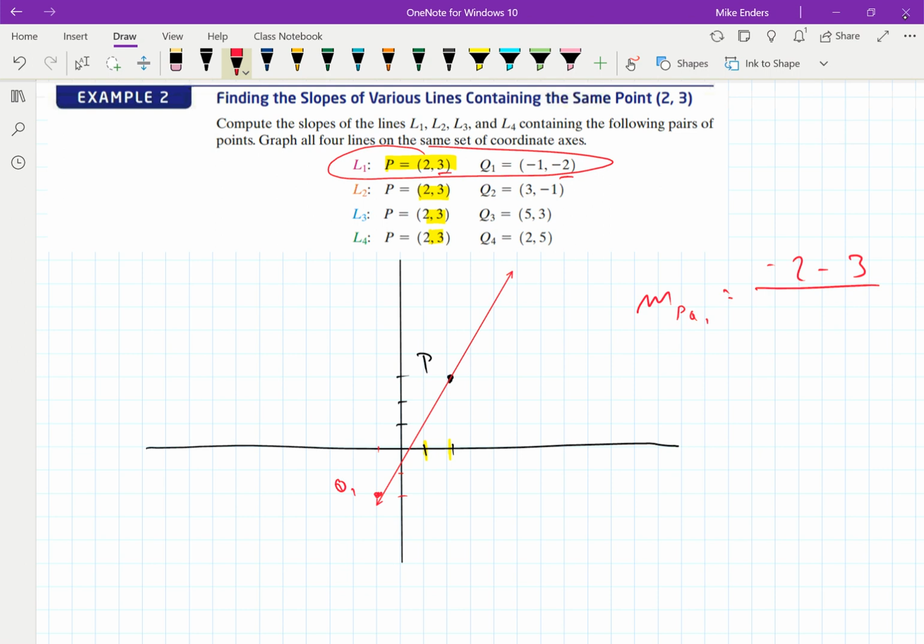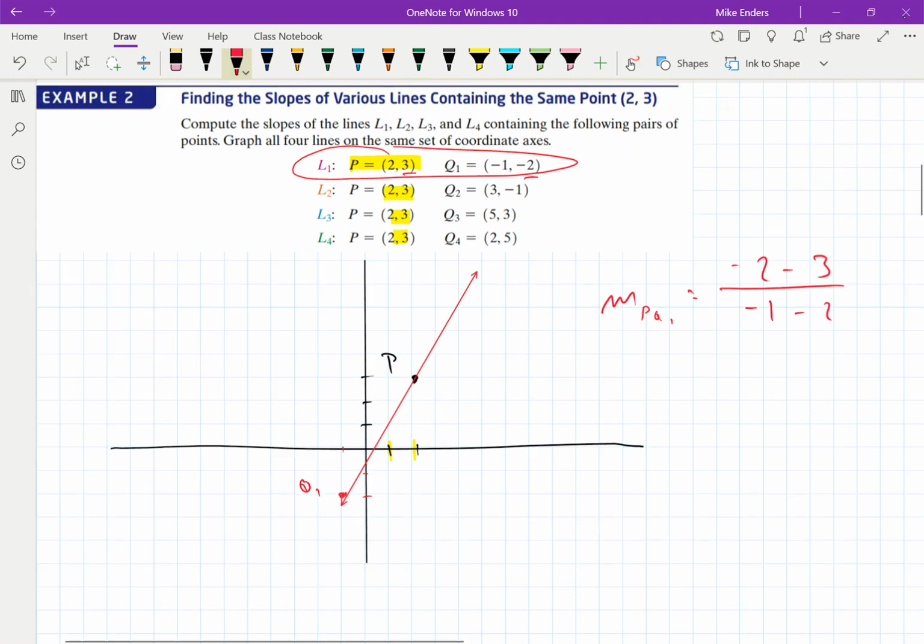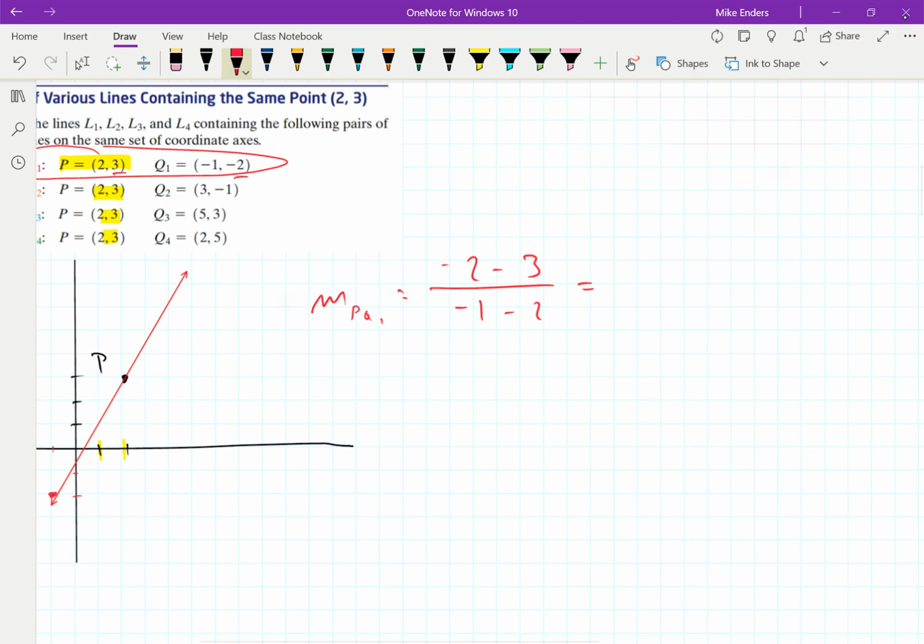And for my x coordinates, the x sub 2, the second x, so -1 from Q1, minus 2. So -2 minus 3 is -5. -1 minus 2 is -3. So overall, the negatives cancel out, and we end up with 5/3.